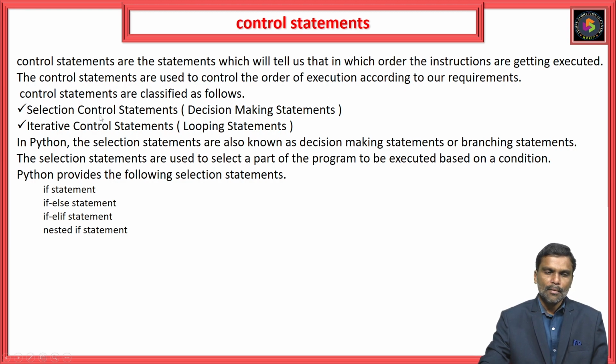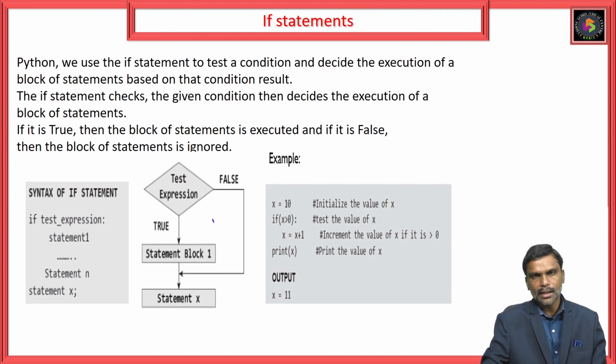We have different types of control statements. Here you can see the first one is selection control statements, which are also called decision making statements. The next one is iterative statements, which are also called looping statements. We have different types of selection statements: the if statement, if else statement, if elif statement, and nested if statement. These are the statements supported by Python programming. Let us see them one by one.